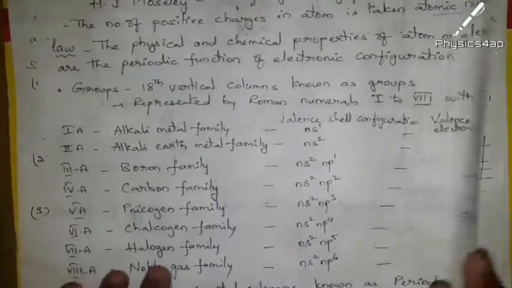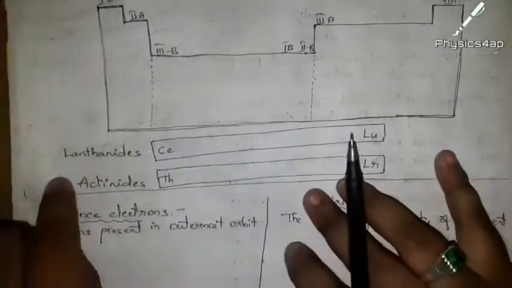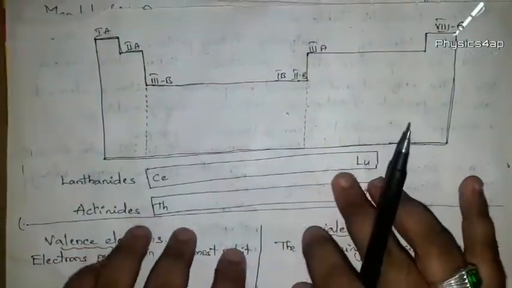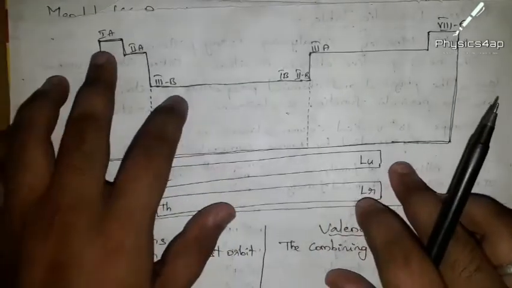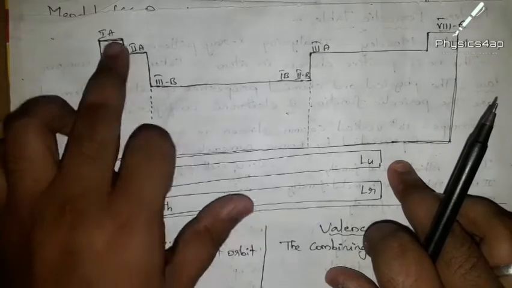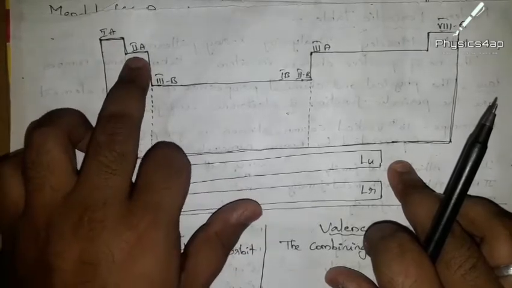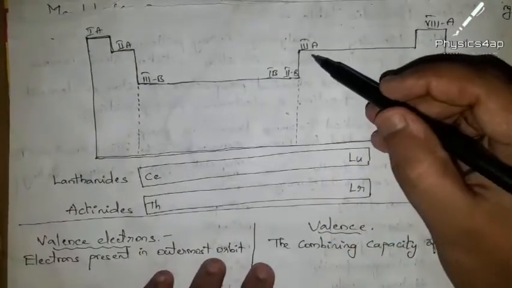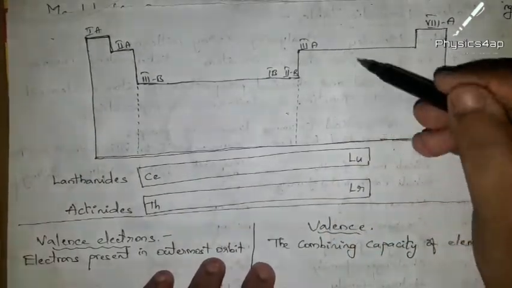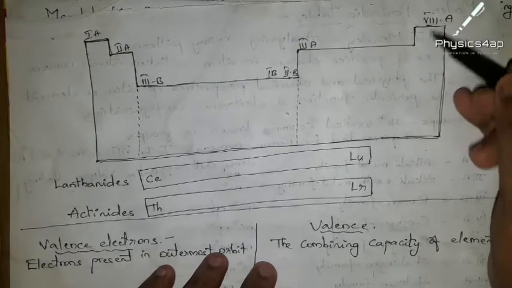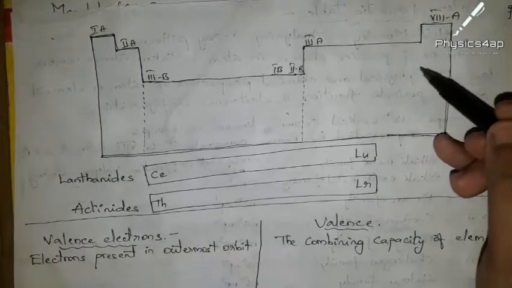Now coming to the general representation of the modern periodic table, if we see here, this is the modern periodic table which we have. This is the first A group, which is called the alkali metal family, and the second A group, which is called the alkaline earth metal family, and the 3A, which is called the boron family. From here and so on, we get the 8A, which is called the inert gases, or the noble gases.